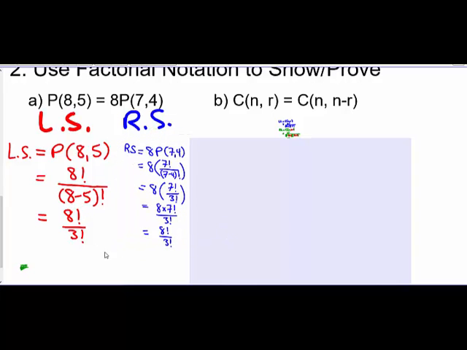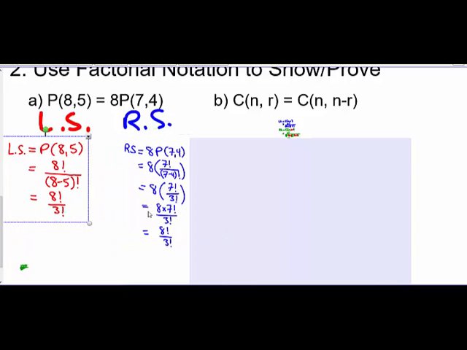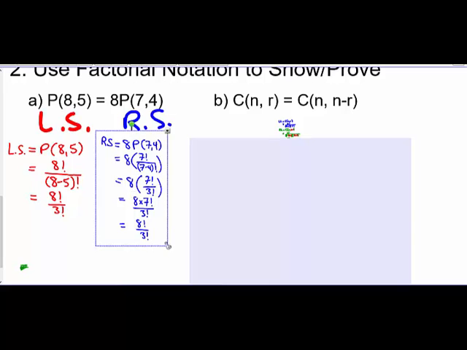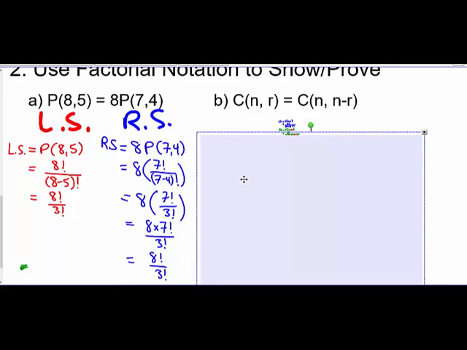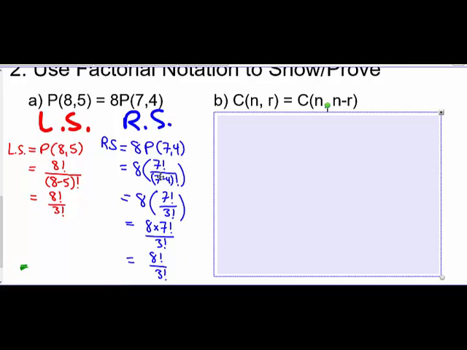And then if we do something similar with the right side, recognizing that it's a permutation with 7, 4, and it's 8 multiplied out front, I can work with the 7 factorial in my numerator, 7 minus 4 factorial in my denominator. That's 7 factorial over 3 factorial.